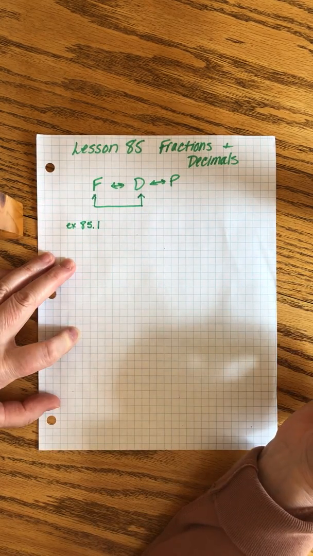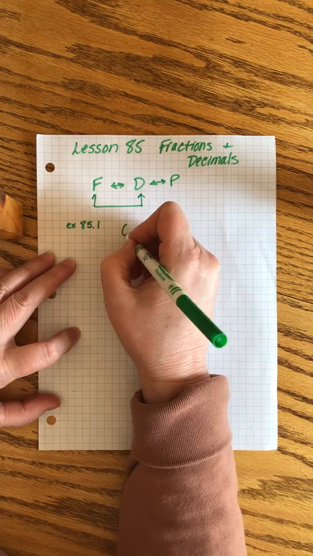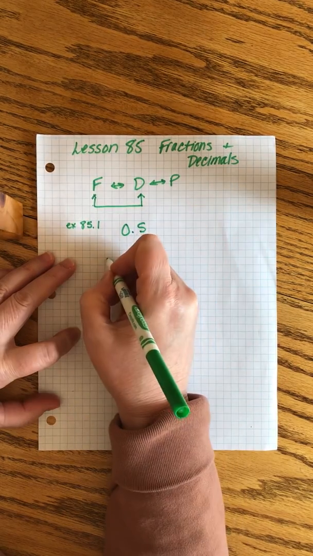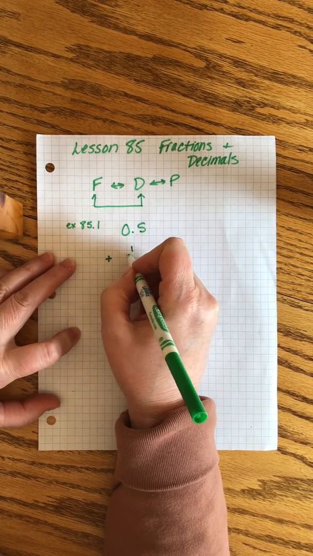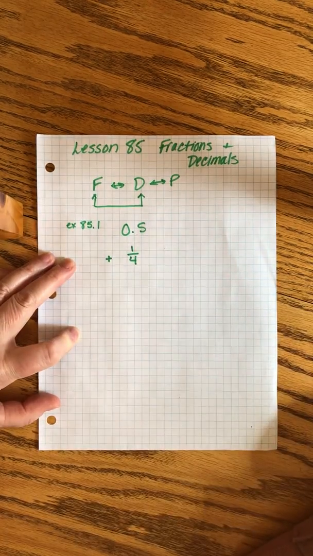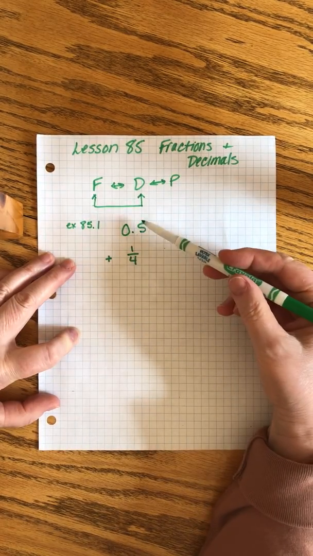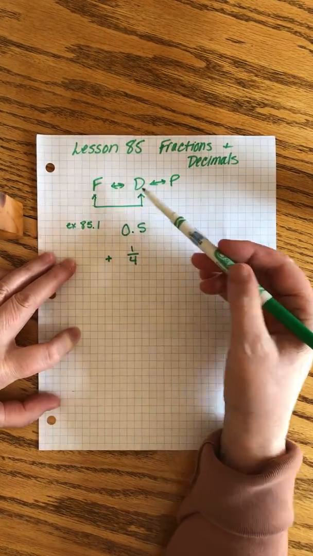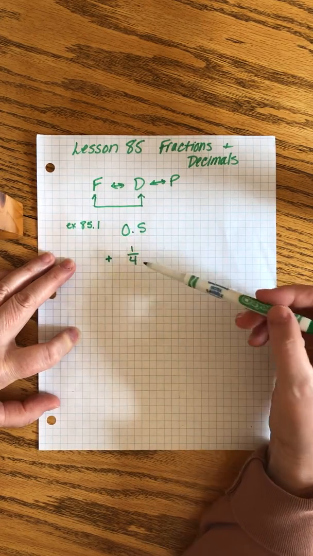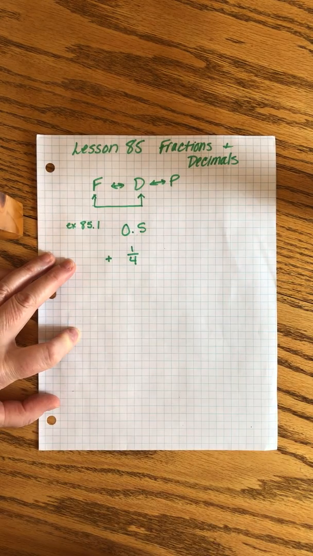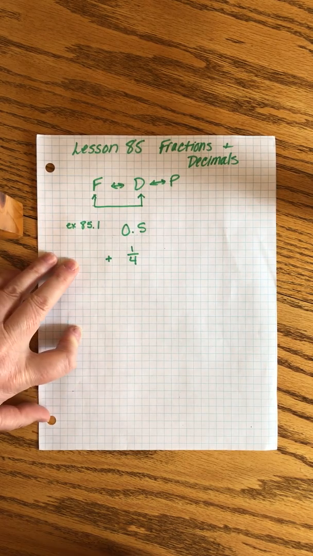The first problem says add 0.5 and 1/4. What in the world? This is a fraction, this is a decimal. Do you see what I'm saying? We've got one problem that includes both types of numbers. What the heck? Well, I'll tell you how this works.